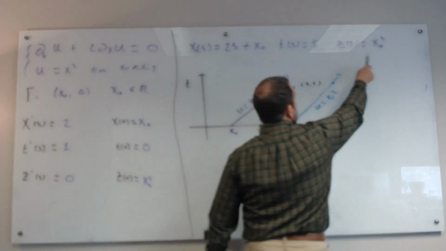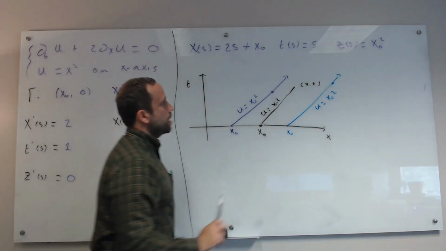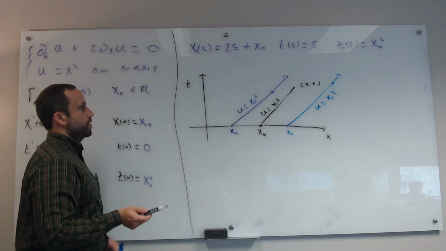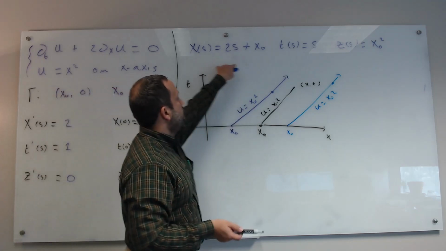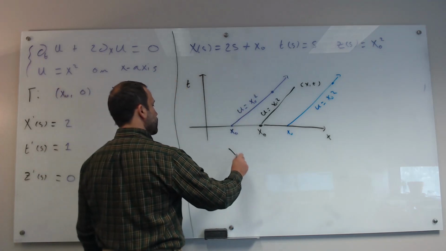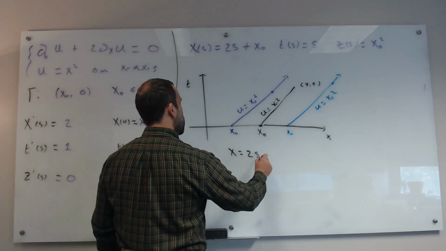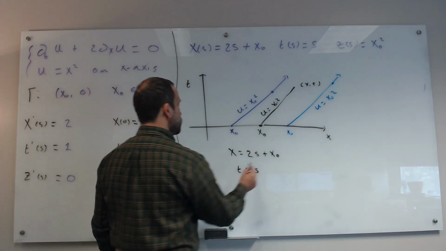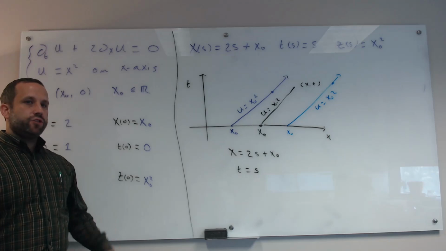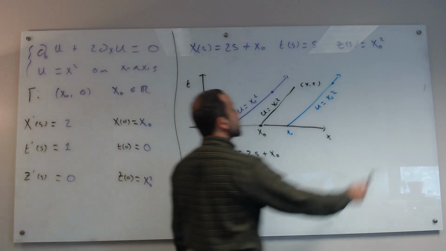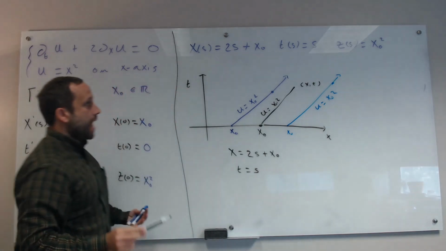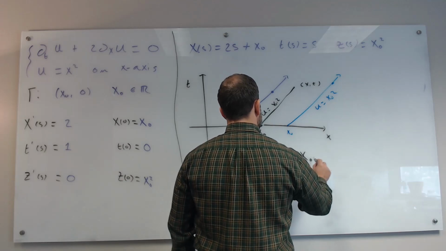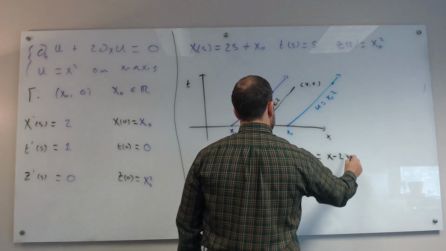In general, this will depend on both s and x naught, but here it only depends on x naught. I just need to figure out, given xt, what that x naught is. Well, I do that by solving the following system of equations. I know it lies on this curve for some x naught. So I need to solve the system of equations x equals 2s plus x naught, and t is equal to s. So in general, I'll need to solve this for both s and x naught, because like I said, this can involve both s and x naught. Well, when you solve this, you get pretty clearly that x naught is equal to x minus 2t.